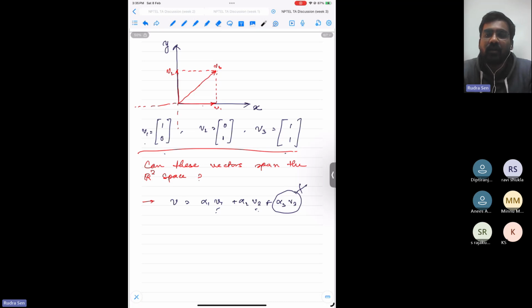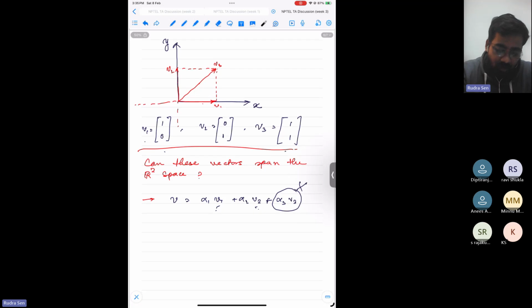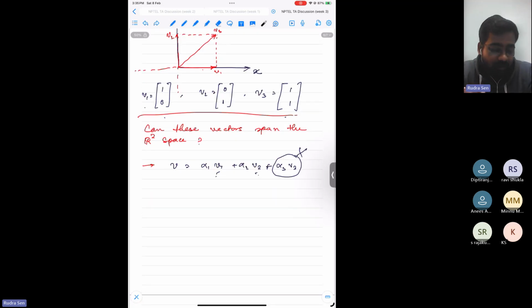So here comes the concept of basis. Only the correct number of vectors are required to span a particular space. That set of linearly independent vectors is called a basis. Always remember, a basis is not unique. Here the first basis you can consider as V1 and V2.